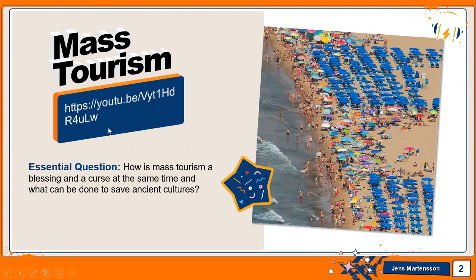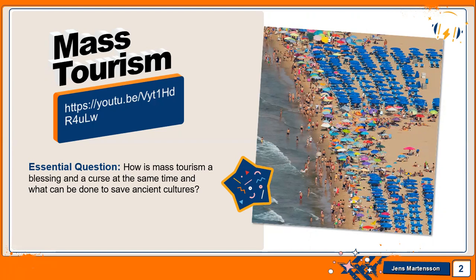The essential question for our lesson is, how is mass tourism a blessing and a curse at the same time? And what can be done to save ancient cultures? So mass tourism means when there's a great number of tourists visiting the same place. For example, as you can see here, let's suppose all these are tourists on this beach. So you can see already that there is a great number of people visiting one place.